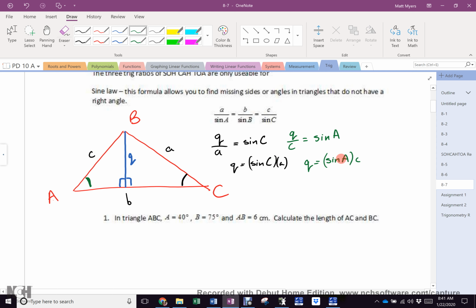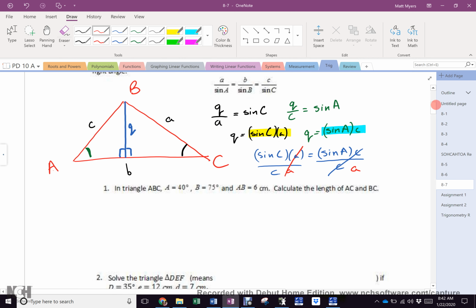Now, if Q equals this, and Q equals this, what do I know about that and that? They are the same. So, sine C times A equals sine A times C. Right? Now, if I divide this side by C, what happens to these C's? They cancel. If I want to keep it equal, what do I have to do over here? Divide by C. If I divide by A here, what happens to these A's? And if I want to keep it equal, what do I have to do over here? Divide by A. And there, ladies and gentlemen, sine C divided by C equals sine A divided by A.